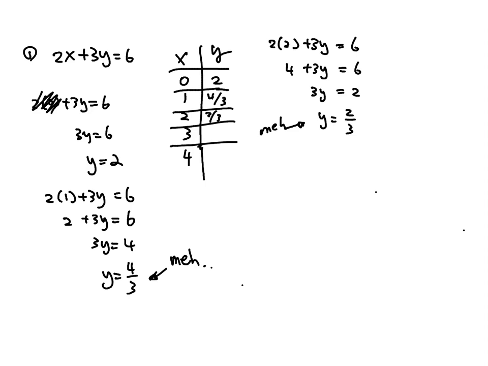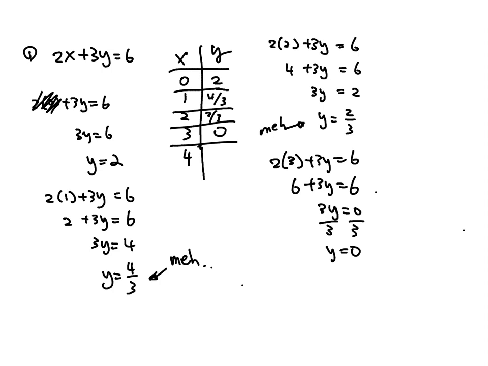Okay, and now let's plug in 3. 2 times 3 plus 3y equals 6. You get 6 plus 3y equals 6, and 3y equals 0. In this case, divide by 3, y equals 0. Okay, I'm going to pick these 2 points because these are nice points without fractions. Alright, so here we go.